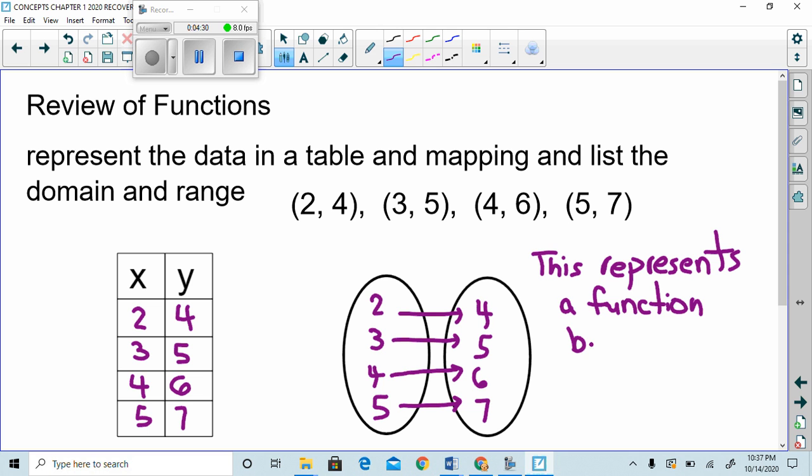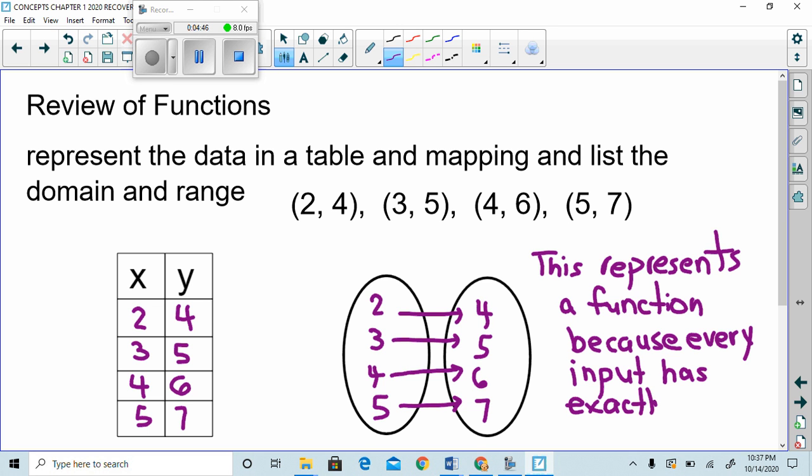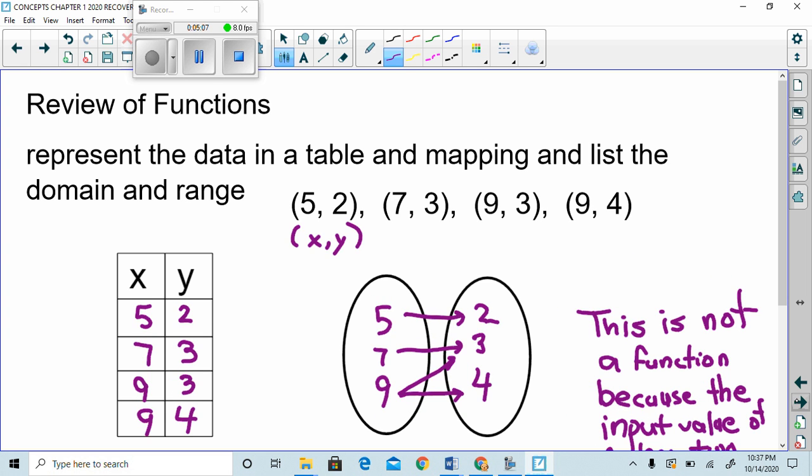Because, and again, if they ask you for a reason, because every input has exactly one output. And that tells you that you can distinguish between a relation and a function. From there, we also did some graphing. I'm not asking you to do any graphing or look at any vertical line test on this particular assessment.